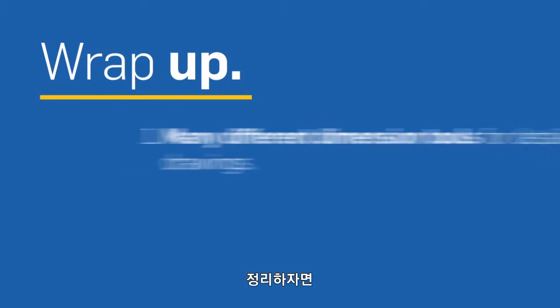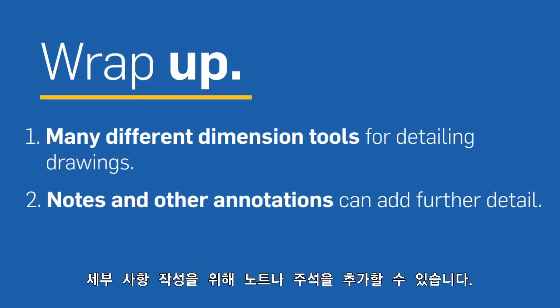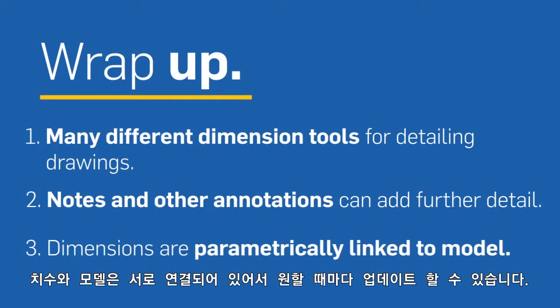So to wrap this up, Onshape has a variety of dimension tools for detailing drawings. Notes and other annotations can be added for further detail. And dimensions are parametrically linked to the model and update when you choose.